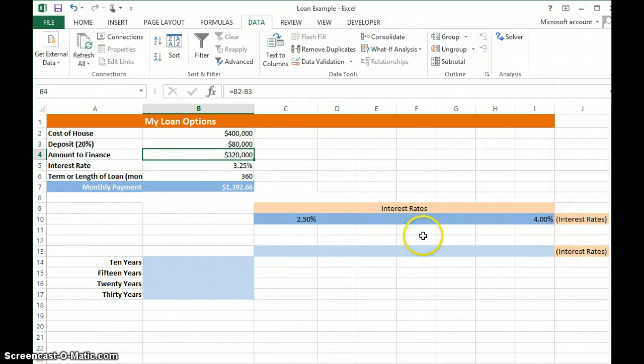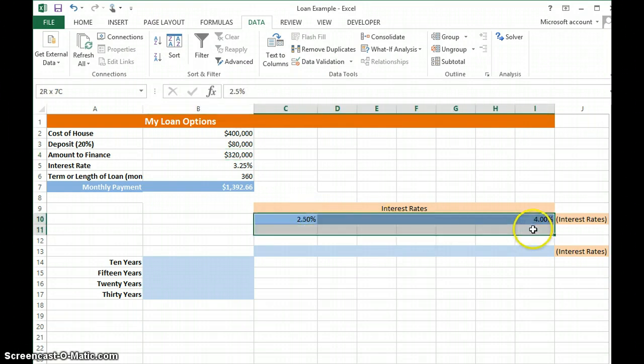Now, in order to work out the one variable data table, we need to have a range of interest rates. We've been given the starting rate and the finishing rate in the range. So we're going to have a look to see how much we'd pay if it was only 2.5% that we managed to get as an interest rate, or if it was as much as 4%. So obviously it's going to be different monthly payments, as the theory would be that the more interest you paid, the more your monthly payment would be.